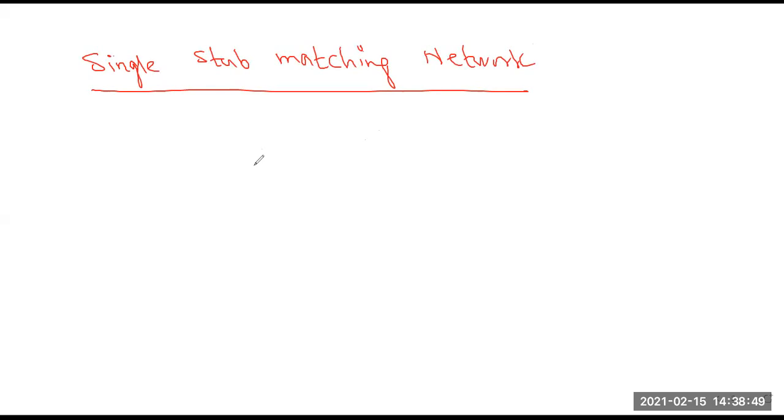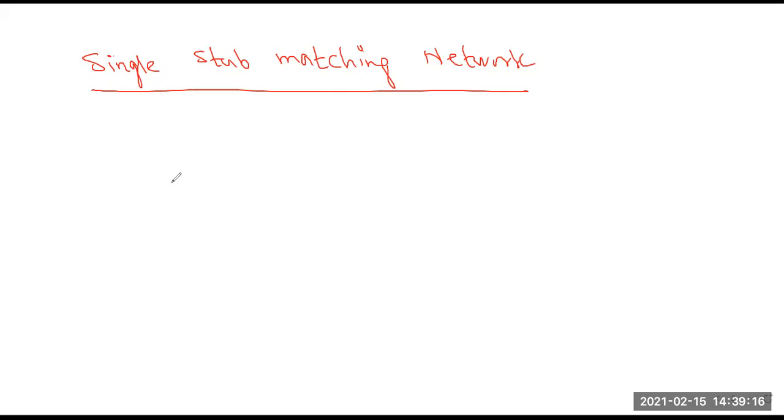Once we go through this, then we will also discuss another stub matching network, which is known as double stub matching network. So what is the circuit diagram of a single stub matching network? Let me draw it, and then we will go through it step by step to find out how this stub is matching our circuit.